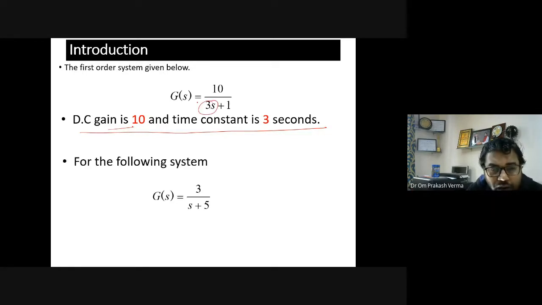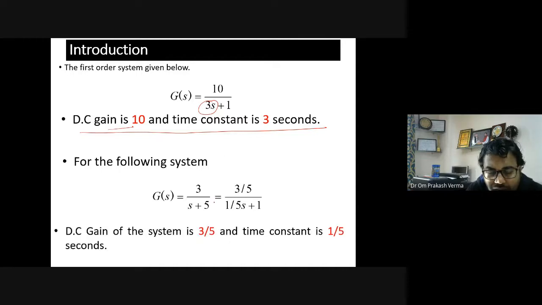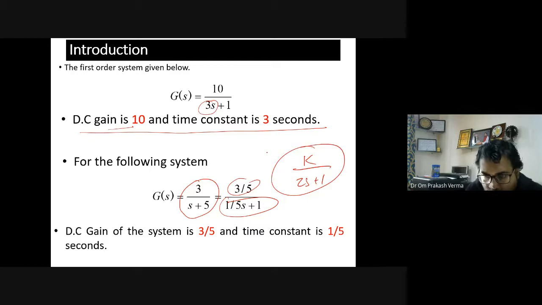So for the following system, you can find out like this. If a system like 3 upon S plus 5 is given, just take the 5 as common, so 3 by 5, 1 upon (1/5)S plus 1. You have to write the system in the form K upon tau S plus 1. This is the standard equation. This is a GATE numerical. If the DC gain is asked, this question is asked 1 or 2 times in the GATE exam. Therefore, we have put these things. So first you have to change the dynamics into this standard equation, and then your DC gain becomes 3 by 5 and the time constant becomes 1 by 5.